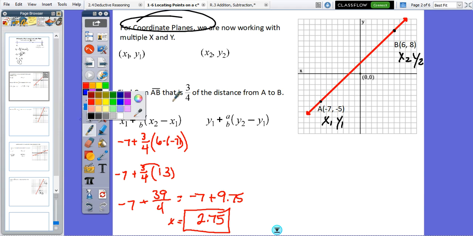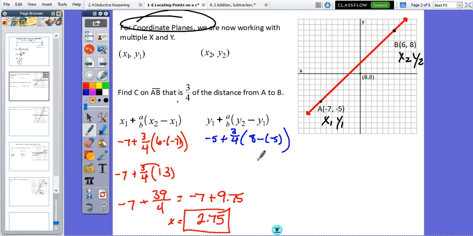So our y, similar manner here. Okay, our y does this. So we got y1 plus a over b, parentheses y2 minus y1. So here's our numbers. We're going to use our y1, -5, plus our fraction 3/4. Now we got y2, which is an 8, minus our y1, which is a -5. All right. Start with the parentheses, 8 minus a -5. Same thing, we get 13.